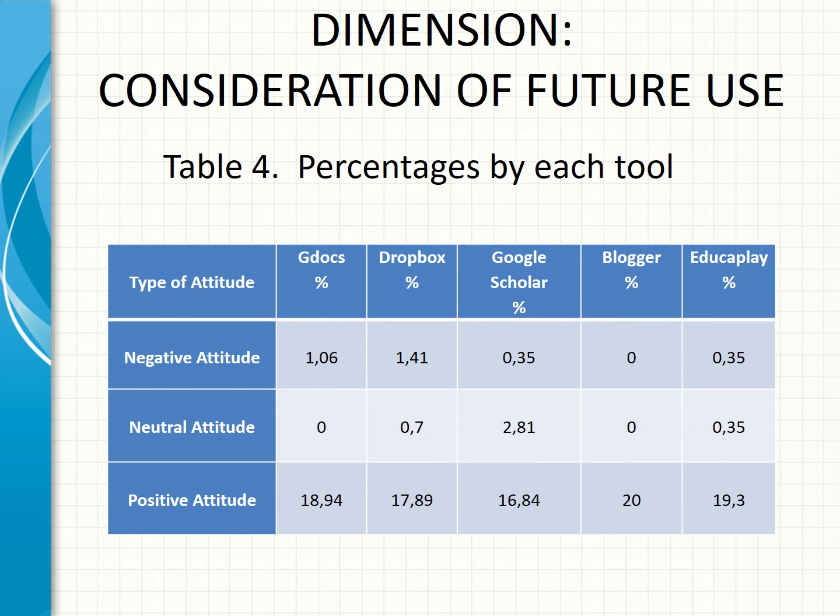Checking the percentages by each tool, we will find that the highest rated tool was Educaplay with 19, and the second one Gdocs with almost 19, 18.94.